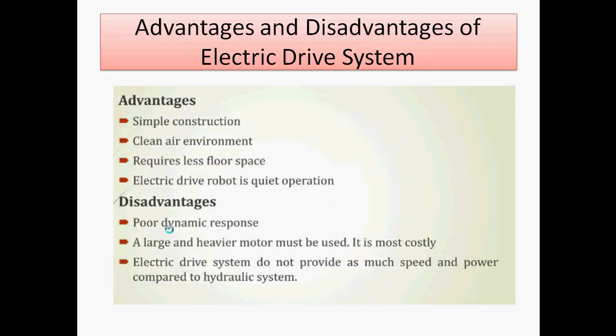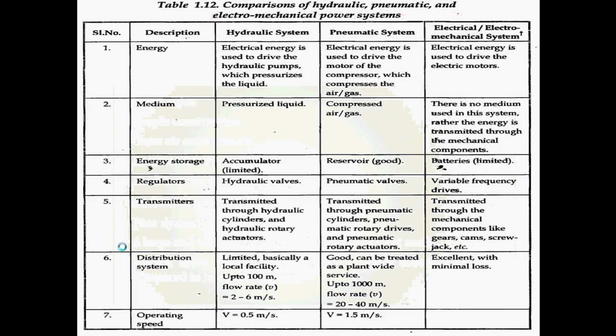Next are the advantages of the electric drive system. Firstly, it is simple in construction, clean for the air environment, and requires less space. Then we can say the electric drive robot is required in operations. The disadvantages are poor dynamic response. Whenever a loading condition is there, there is no response from that system. It is not suitable for large systems, where a large motor would be required, so it is mostly costly. Then the electric drive system does not provide as much speed and power as compared to the hydraulic system. So these are the different disadvantages also available.